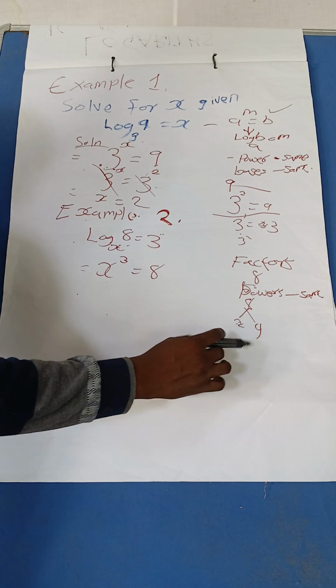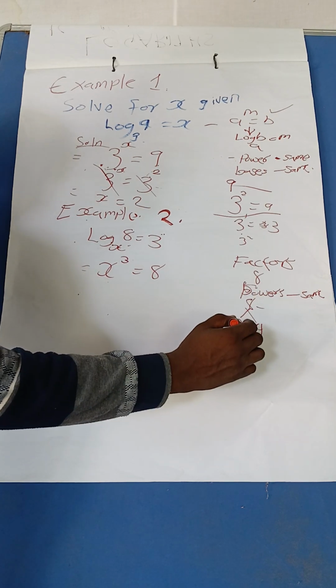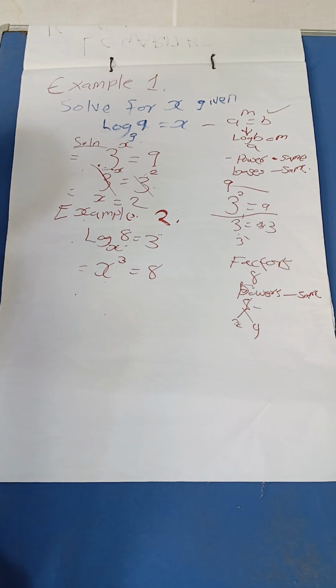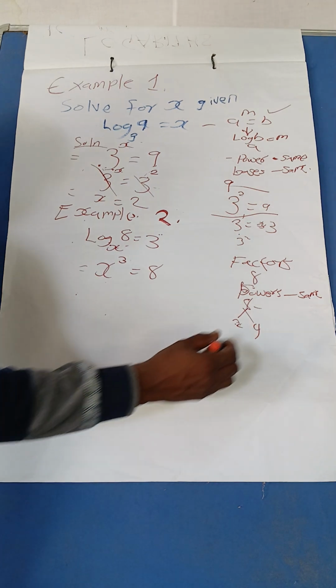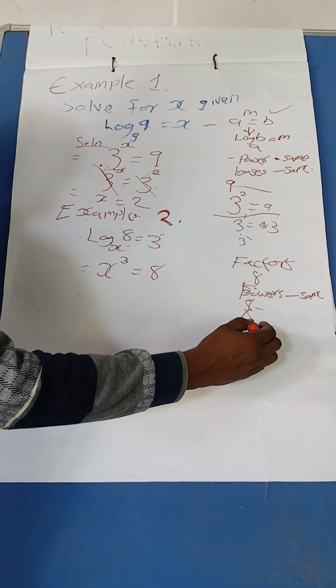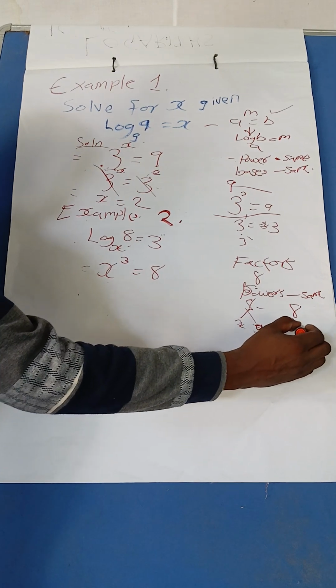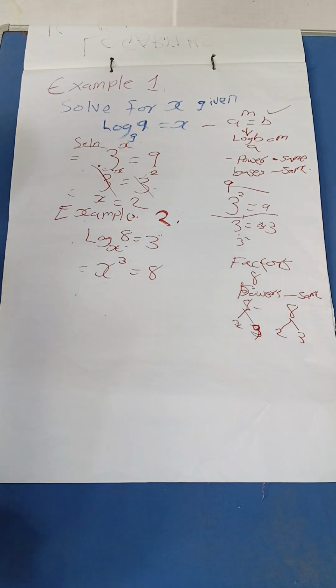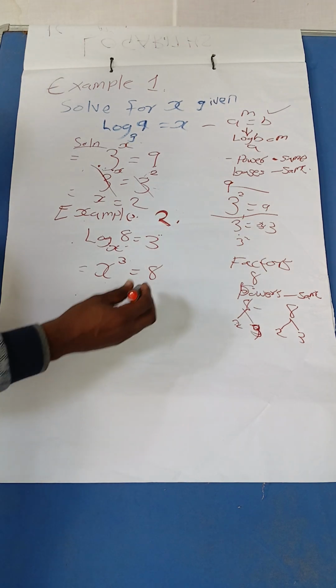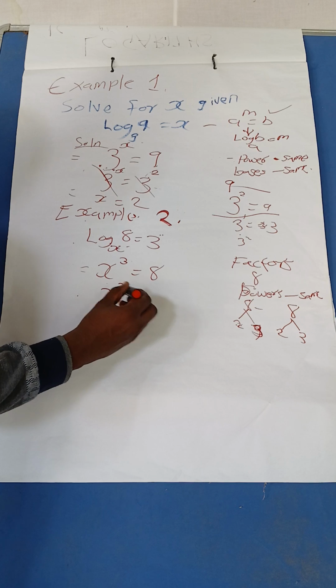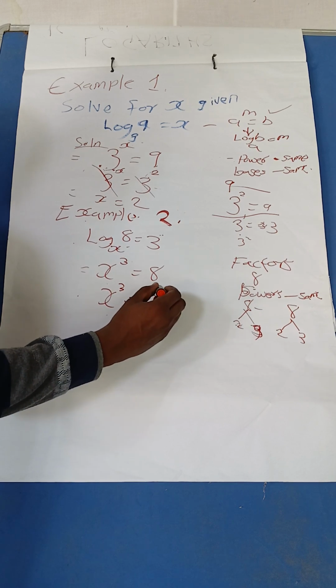Maybe if you say 2 power 4, it will be 16. It has gone beyond. Let us now put 2 power 3. 2 power 3 gives us 8. So it is very simple. I will say x power 3 is equal to 2 power 3.